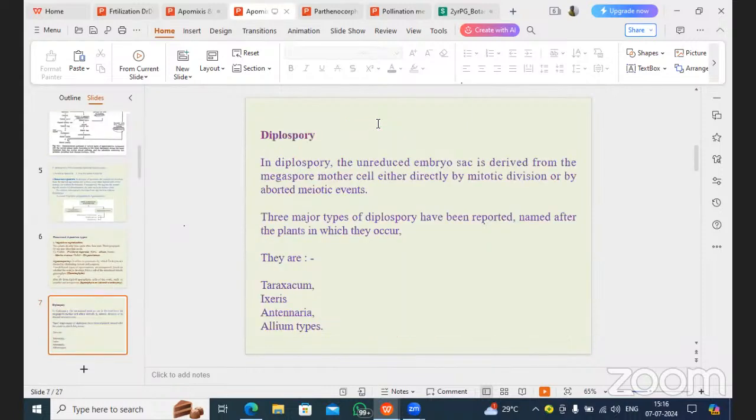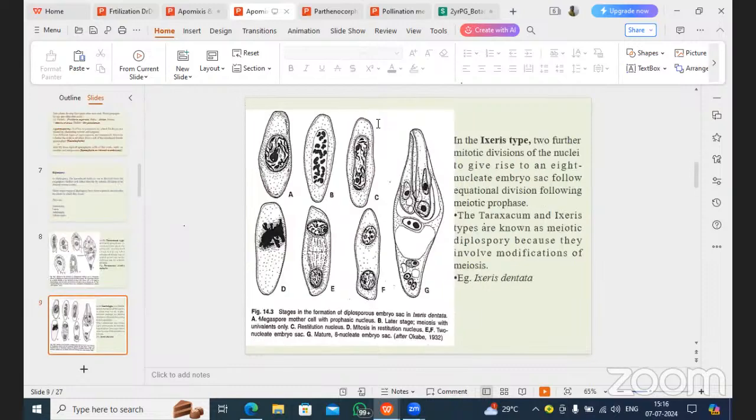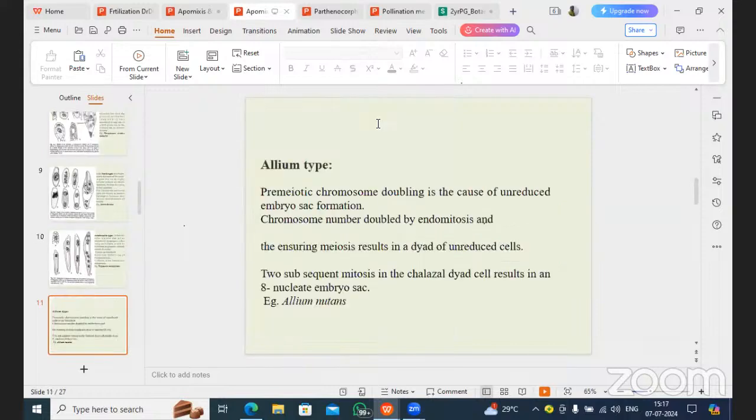We have studied diplospory, where the embryo forms directly from the megaspore cell without reduction division. These types are there: Taraxacum, Ixeris, Antennaria, Allium types. In the prophase type, it arrests the division. In the metaphase type, at the latest time, in the 8-nucleate stage, it directly forms the embryo. Attenuated after a long interphase, it acts as a functional megaspore.